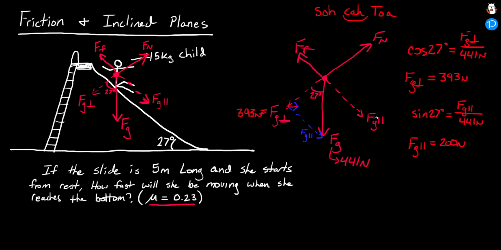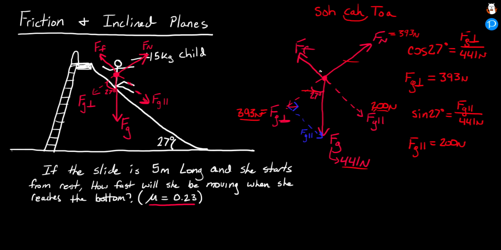Okay, so now I've got this force here, which is 200 newtons. I've got this one's 393. I've got this one's 441. Can we figure out any other forces based on that? Well, I know that this force and this force need to be equal. So this 393 newtons here needs to be equal to this normal force, so I do know that one as well, 393 newtons.